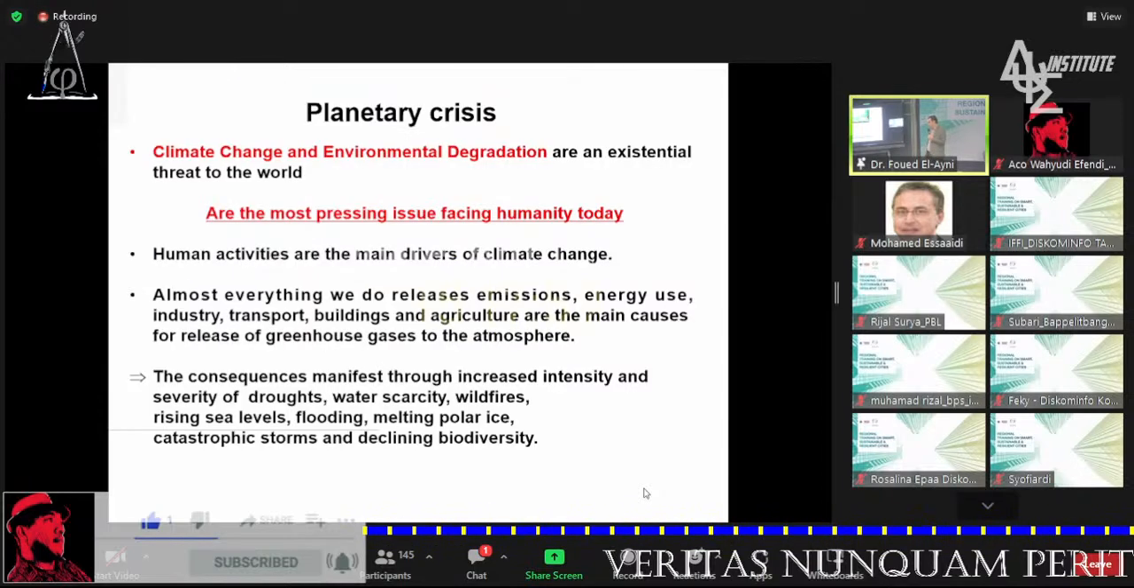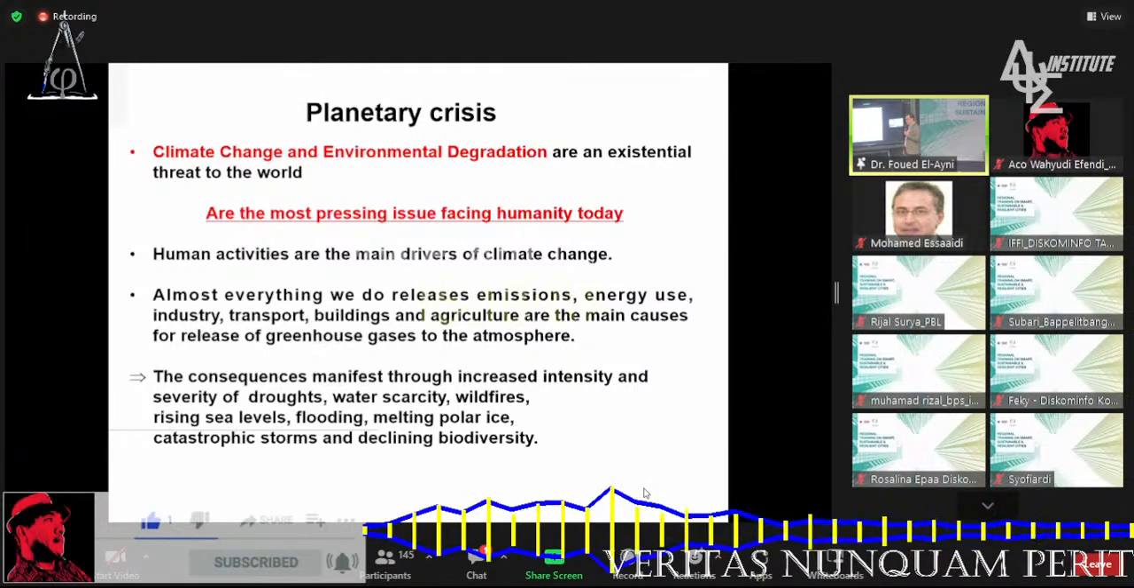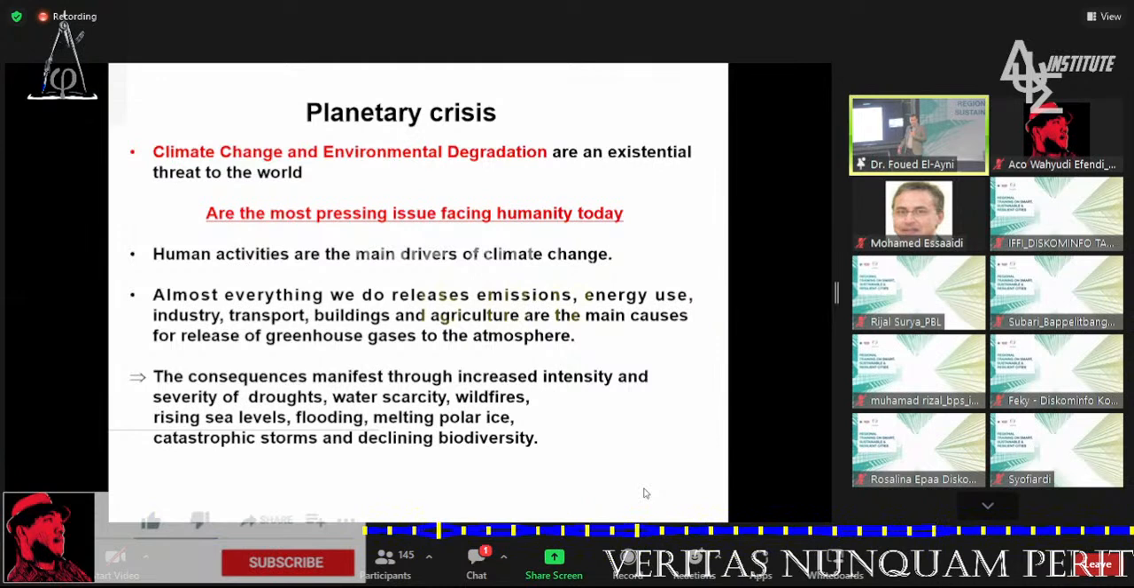We all know that climate change and environmental degradation are an existential threat to the world, the most pressing issue facing humanity today. We are all aware of the climate change impact. We need to adapt, we need to mitigate, we need to face it, we need to take bold action, we need to be effective in our action. But human activities are the main drivers of climate change. Almost everything we do releases emissions: energy use, industry, transport, buildings, and agriculture are the main causes of the release of greenhouse gas to the atmosphere.